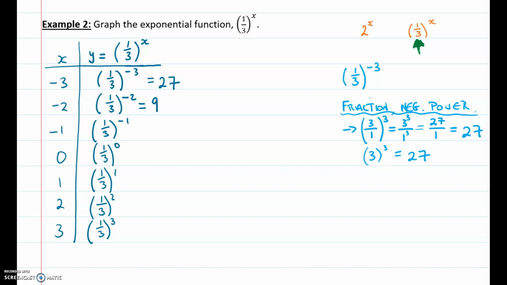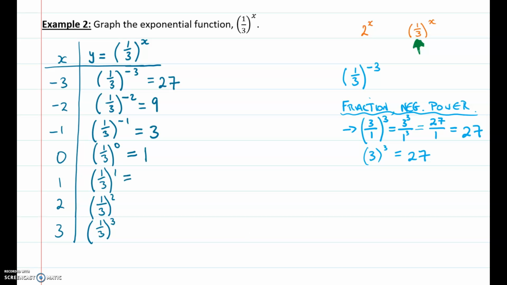So 1/3 to the power of -2, if you do the same work with that, you're going to get 9. Turn it upside down, it's 3 over 1 or 3 squared. 1/3 to the power of -1, turn the fraction upside down, is 3 over 1, which is just 3, and the power becomes positive, so 3 to the power of 1 is just 3. Okay, now 1/3 to the power of 0.